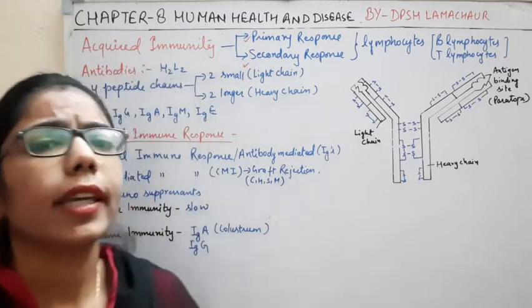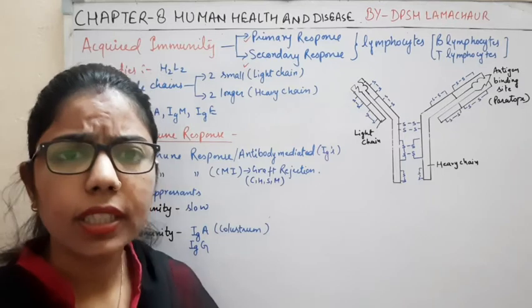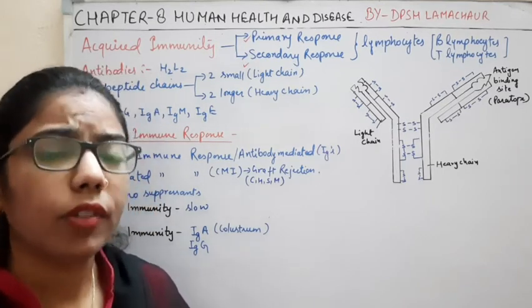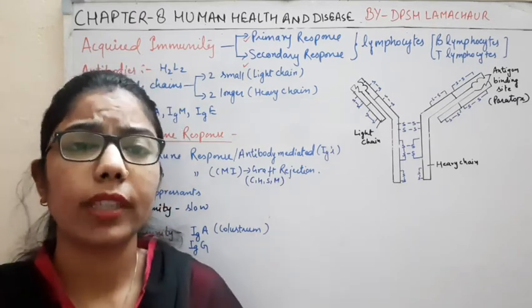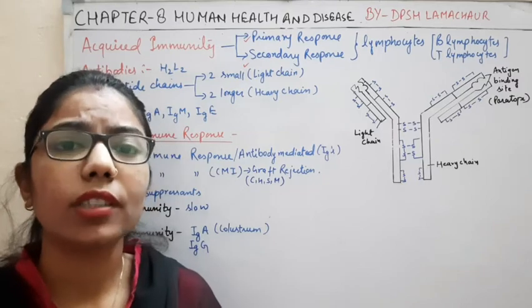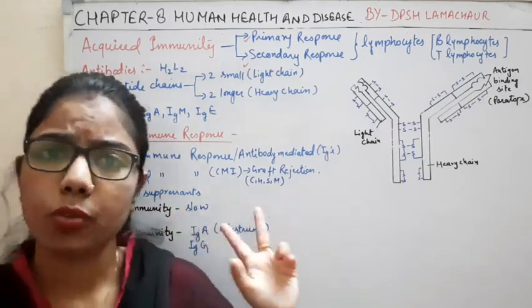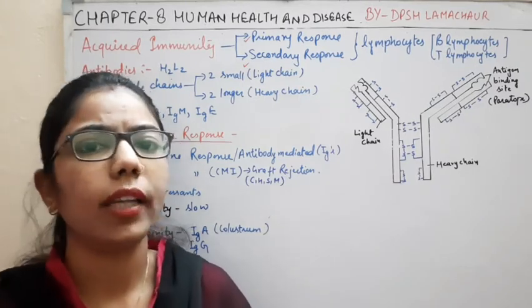So students, in this chapter we have covered the definition of disease and the classification. Then we have covered how our body fights these pathogens. So what is required? Immunity is required. Immunity can be of two types: innate immunity as well as acquired immunity.